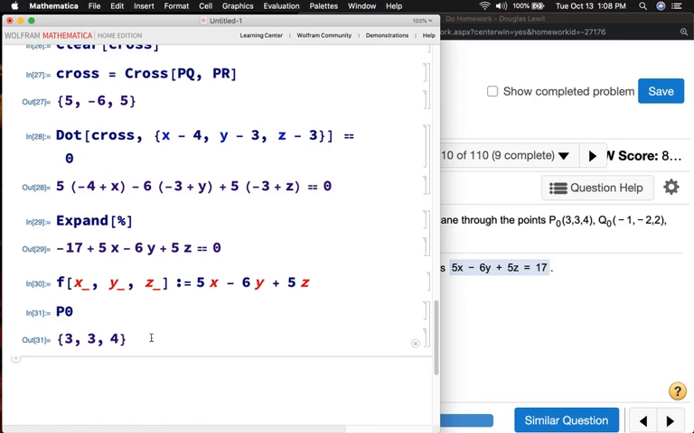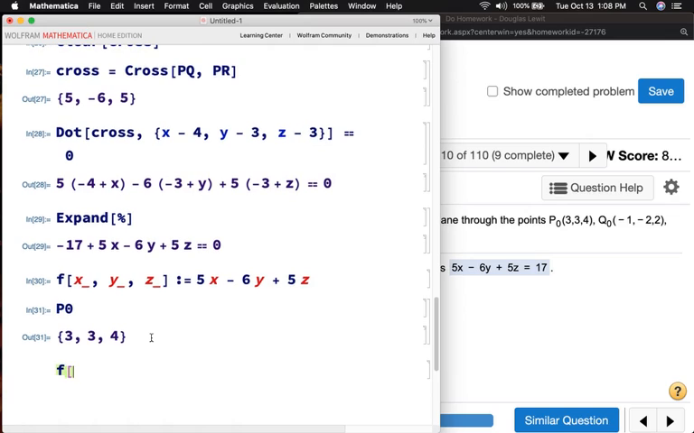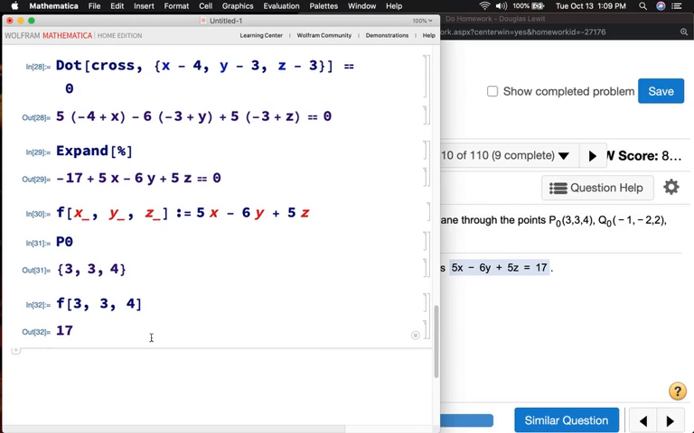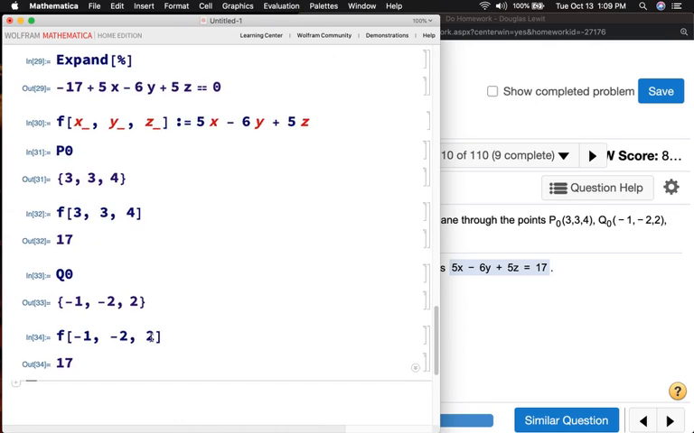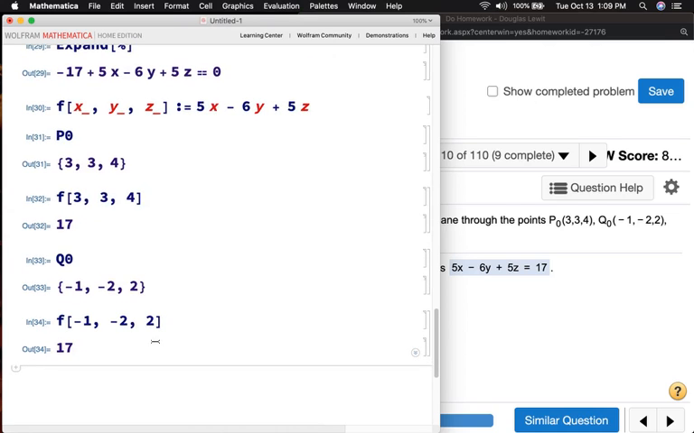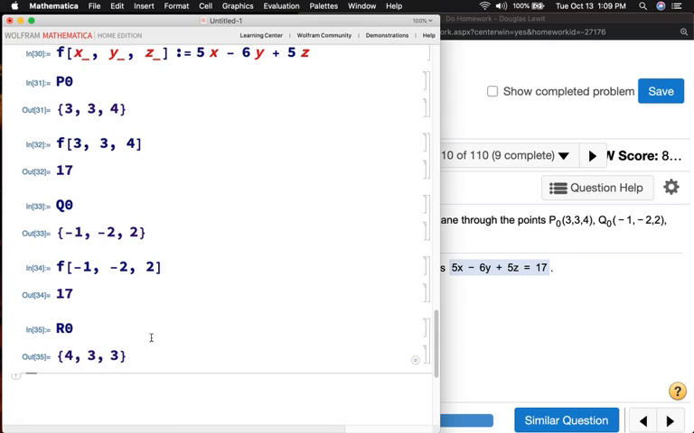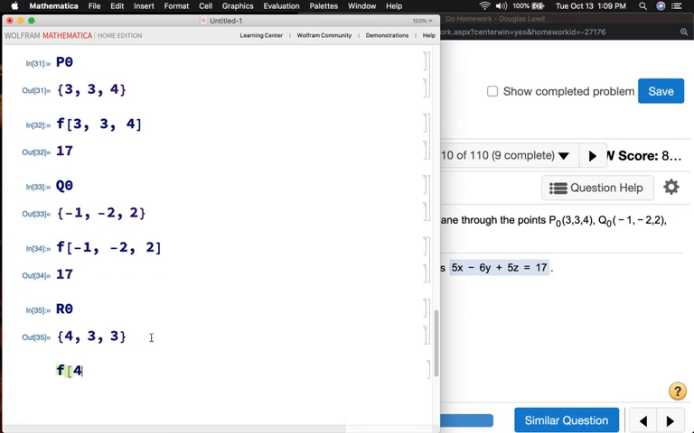P0: f of 3, 3, 4 is 17. Q0: f of negative 1, negative 2, 2, still 17. And R0: f of 4, 3, 3 is still 17. So I know that I have the right answer. That's a way of checking your work to see if you have the right answer.